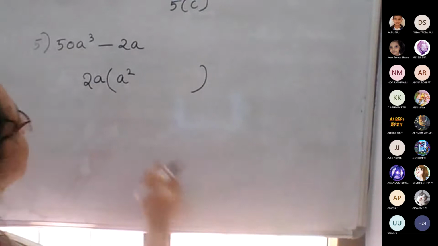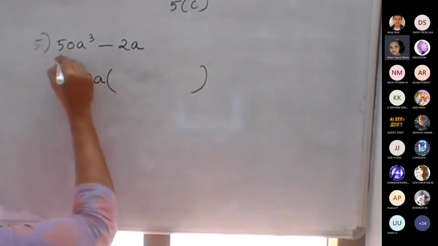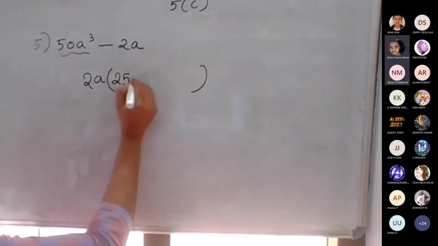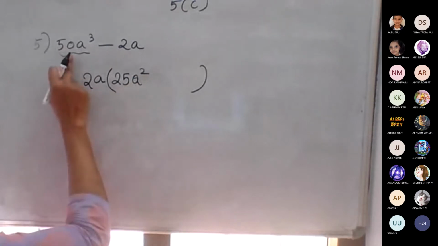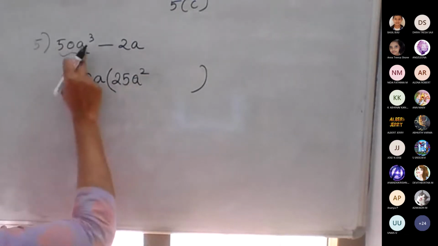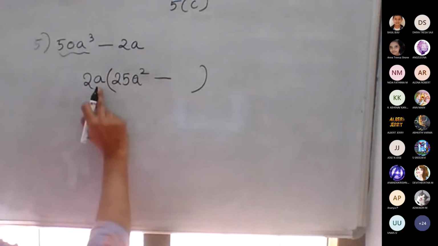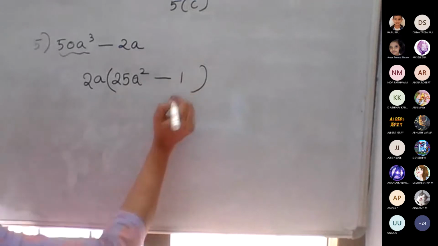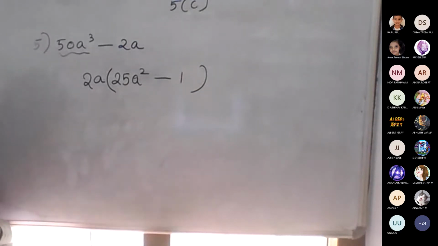Just change the bracket. If we take 25a square, we need 25 square minus 25a square. Then we will get 25a square. 2 into 25 is 50, a into a square is a cube, no change in the value. Then 2a we already took, so what remains to write here? 1 minus 1. Is it okay for you? Yes, ma'am.